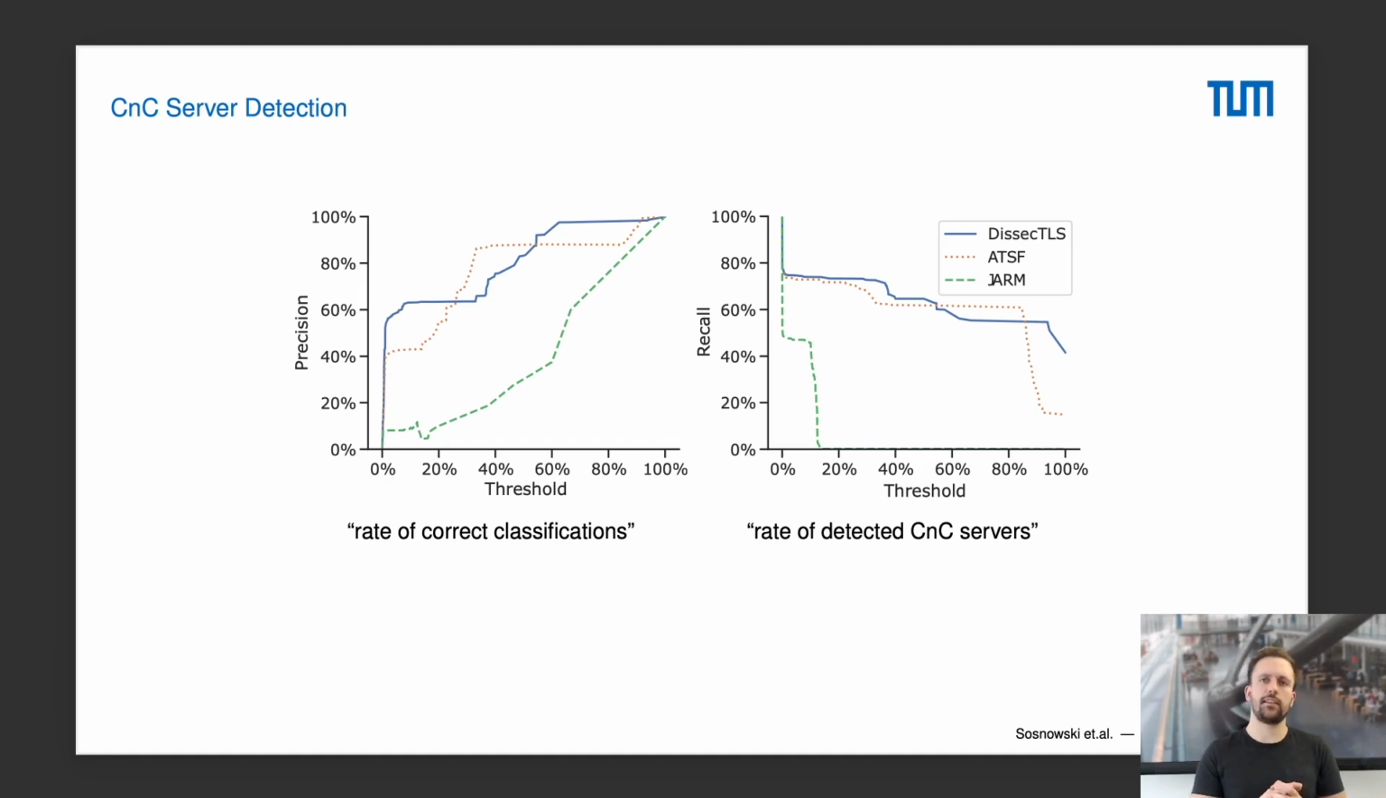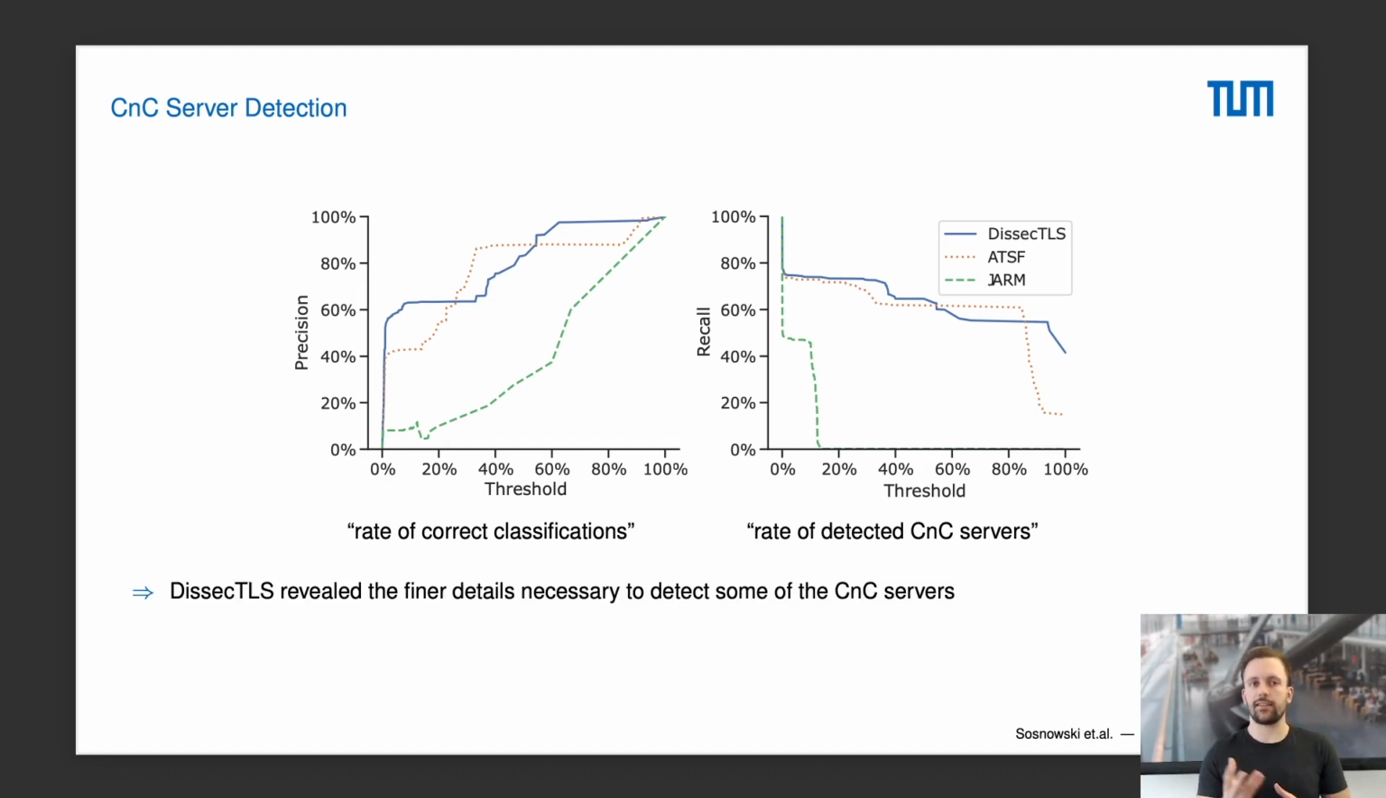You can see that DissecTLS and active TLS stack fingerprinting actually performed quite similarly. Only for the higher thresholds, where the precision reaches a value above 99%, we can see that DissecTLS had a higher recall. This means that in these cases, DissecTLS revealed the finer details necessary to detect some of the C&C servers. However, no scanner was able to detect all the C&C servers.